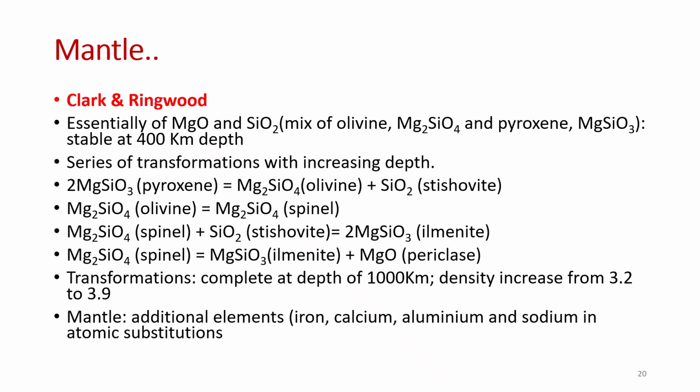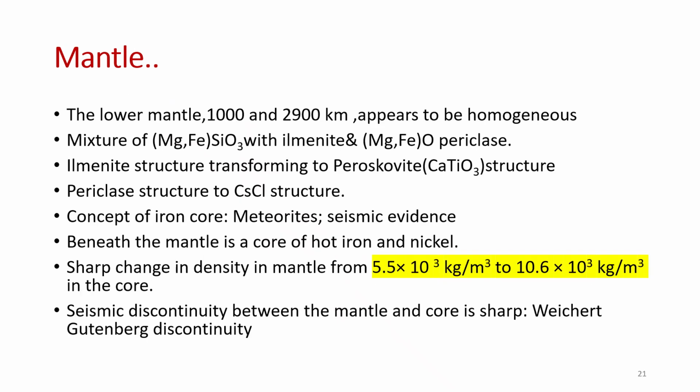All these series of transformations would become complete around a depth of 1000 kilometers. They result in a density increase from 3.2 to 3.9, referred to zero pressure. It is significant that the ultimate attainment of a close packed state involves successive transformations through several intermediate states, which is reflected in the considerable depth of the transition zone. In addition, the mantle contains additional elements like iron, calcium, aluminium, and sodium, which are in atomic substitution in these principal phases.